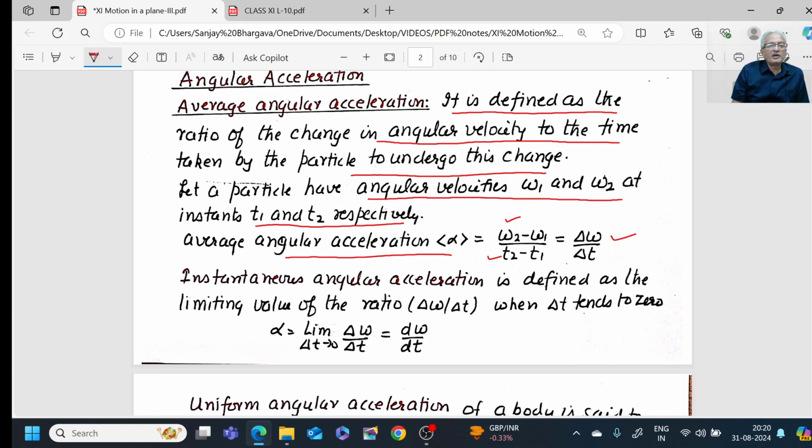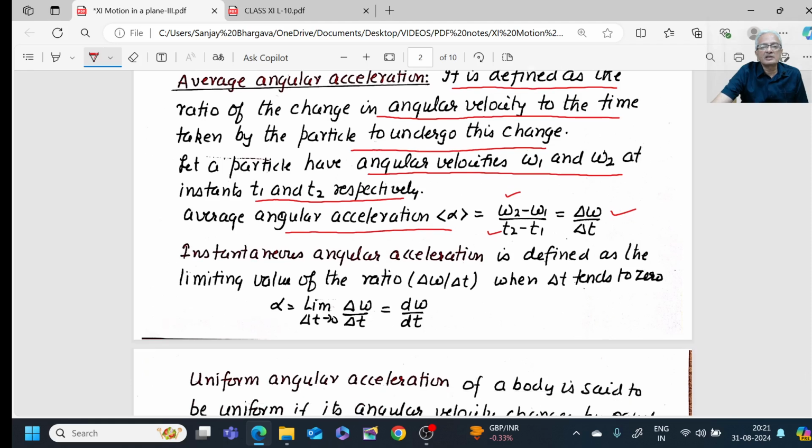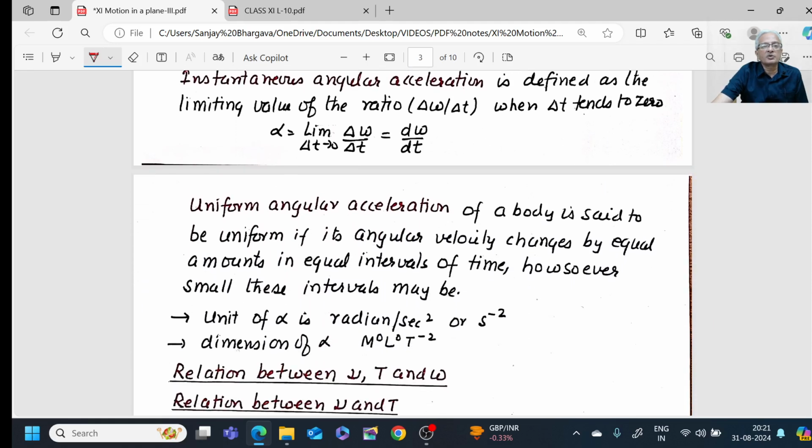Now, how do we define instantaneous angular acceleration? It is defined as the limiting value of the ratio delta omega by delta t when delta t tends to 0. So alpha we define as limit delta t tending to 0, delta omega by delta t, which can be written as d omega by dt.